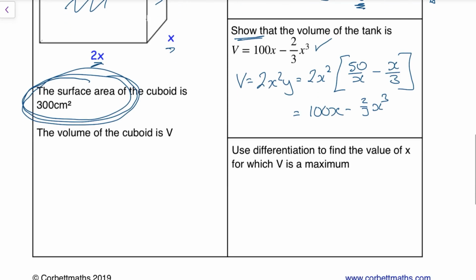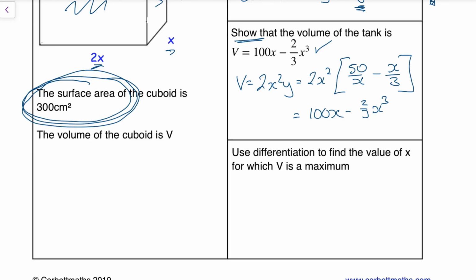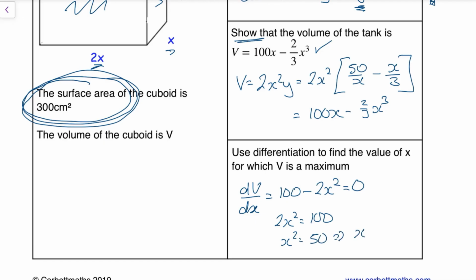Excellent. And then final part of the question, use differentiation to find the value of x for which v is a maximum. It doesn't say prove it, it just says differentiate it. So I'm going to differentiate dv with respect to dx. And that's going to give me 100 minus 2/3, bring down the 3 is 2, so 2x squared. And then I'm going to let that equal 0, which means that 2x squared is equal to 100. I thought it was going to give me 25 then, but it's not, is it? x squared is equal to 50, which means that x is equal to plus minus root 50.